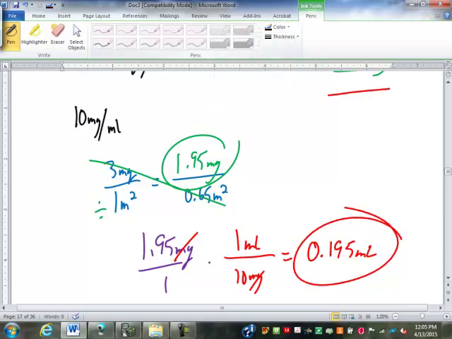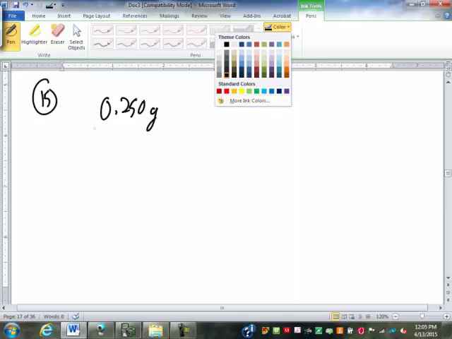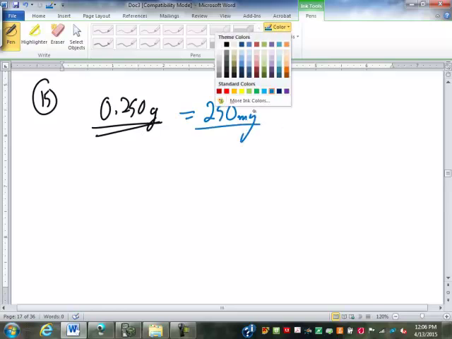Number 15. Patient is ordered Amoxil, 0.250 grams, PO Q8H, in other words, by mouth every 8 hours. Available supply is 100 milligrams per 5 milliliters. The first thing I'm going to do is convert 0.25 grams into 250 milligrams. Just moving the decimal point from grams to milligrams.